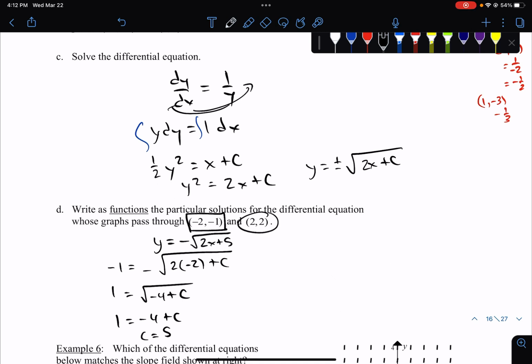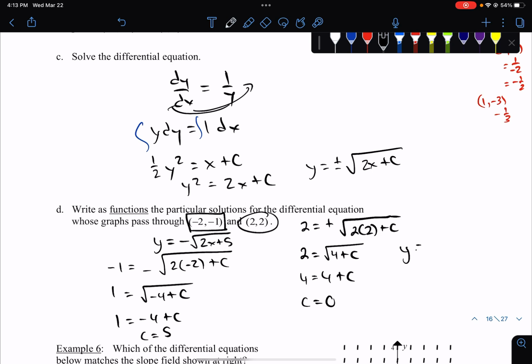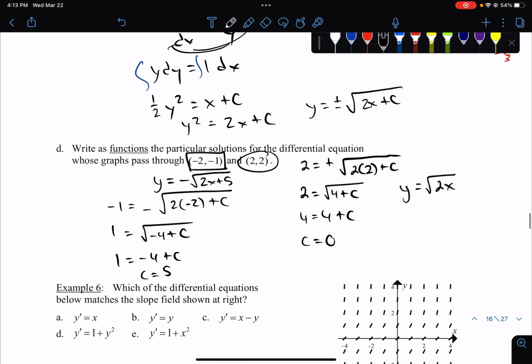Now at 2, 2, I plug those in. So 2 equals plus or minus the square root of 2 times 2 plus c. The left side is positive, so I'm going to use the positive version of this equation. So 2 equals the square root of 4 plus c. Square both sides, 4 equals 4 plus c. And that means c is going to equal 0. So my particular solution for this one is y equals the positive square root of 2x. The c value is nothing. It's a 0 for that one.